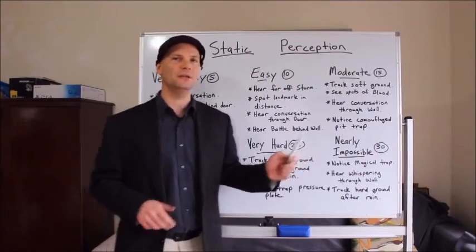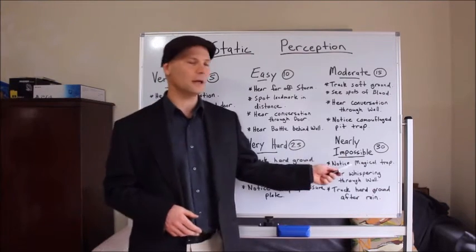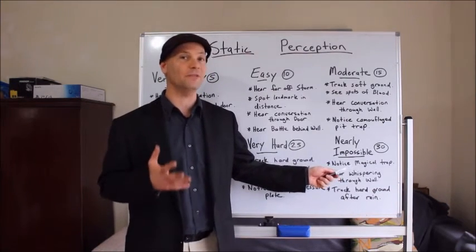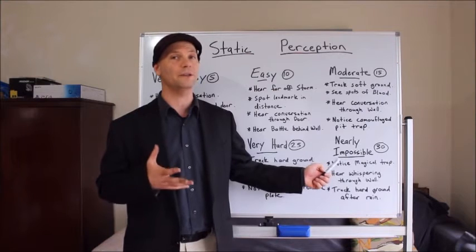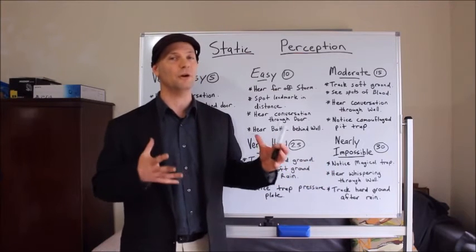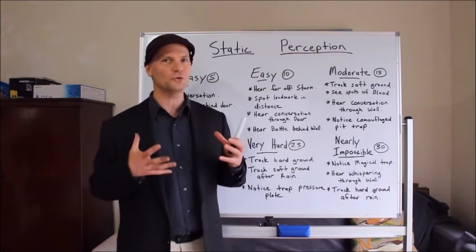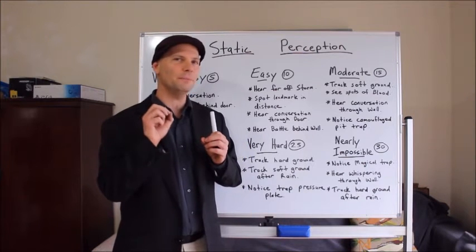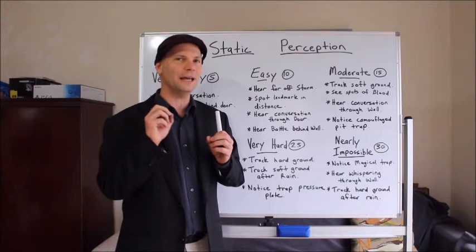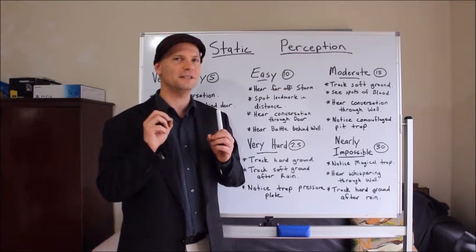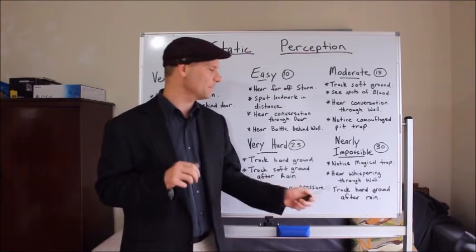Near impossible is the 30. So that's something like noticing a magical trap, if that's even possible. You might have to detect magic to find a trap. But if you're going to allow a perception check for detecting magical traps, to actually spot that tiny magical rune, you might require a DC 30 for your perception check.